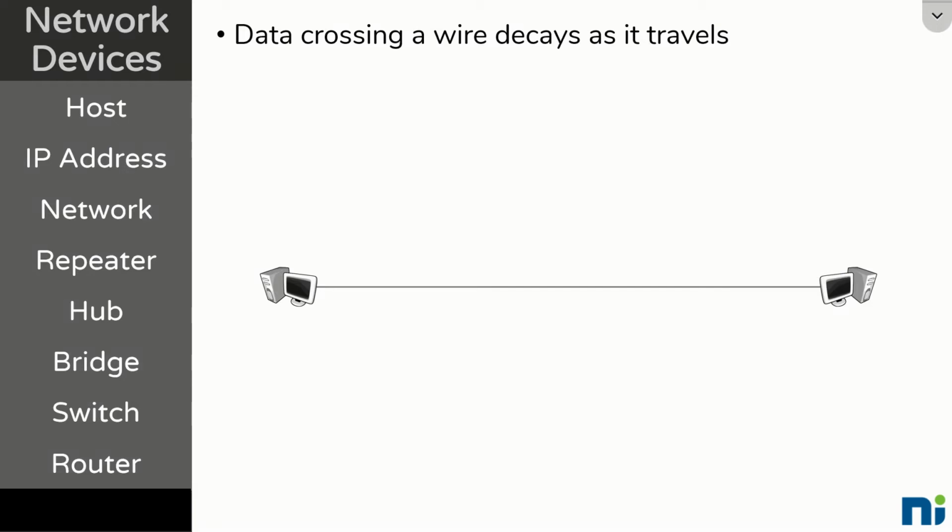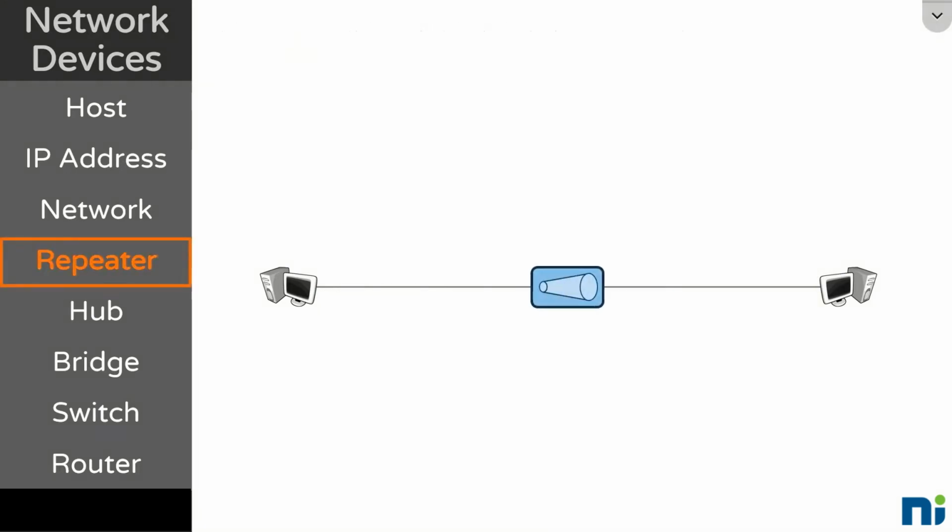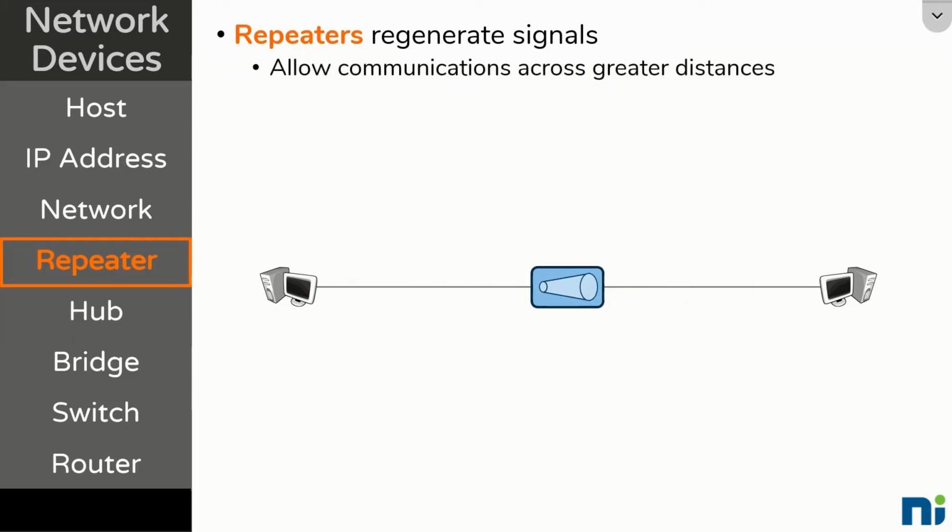If, however, these hosts span greater distances, maybe you're connecting two computers on opposite sides of a building, or even in two different buildings, then you might have a problem. If the signal decays before it gets to the other side, then these two hosts cannot share data. In those cases, what you need is a repeater. A repeater is a device whose sole purpose is to regenerate signals. Anything that comes in on one end simply gets regenerated out the other side. This allows you to connect devices together which span greater distances.